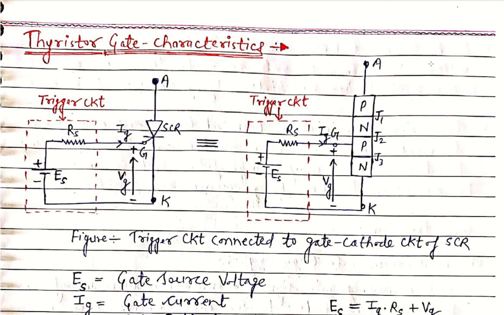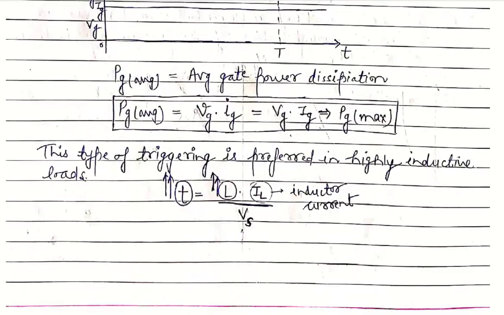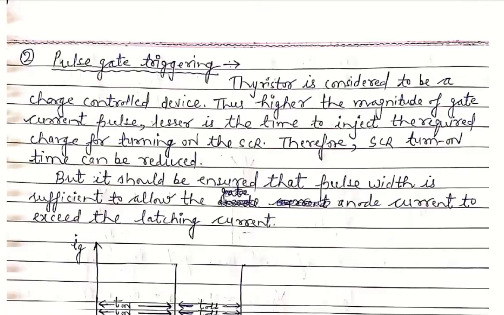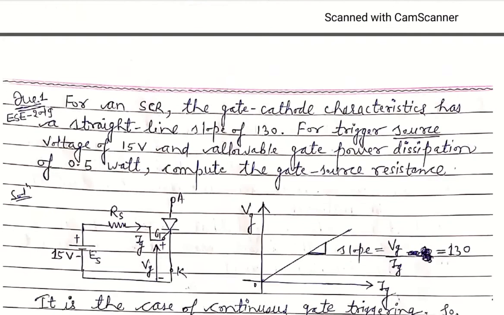So good morning students. In this video lecture we will solve some problems related to the gate cathode characteristics of the SCR. As in the previous lecture, we have covered the whole theory part as well as some points regarding the continuous gate triggering and pulse gate triggering methods. Now we'll solve the numerical problems and see these points.